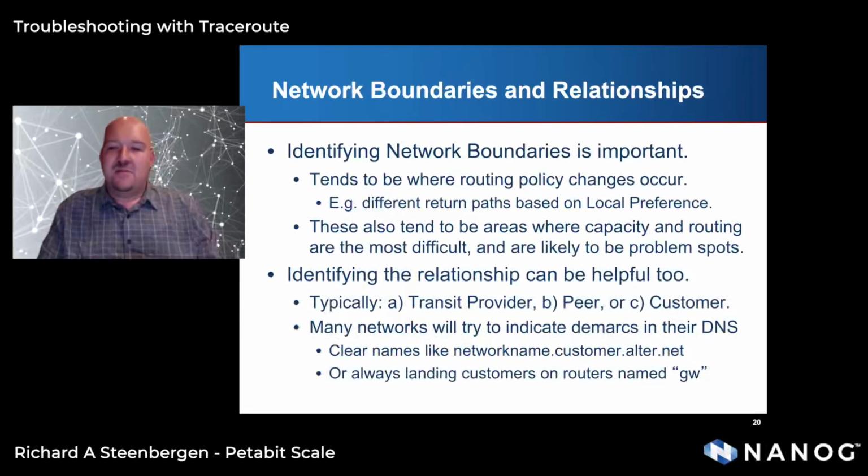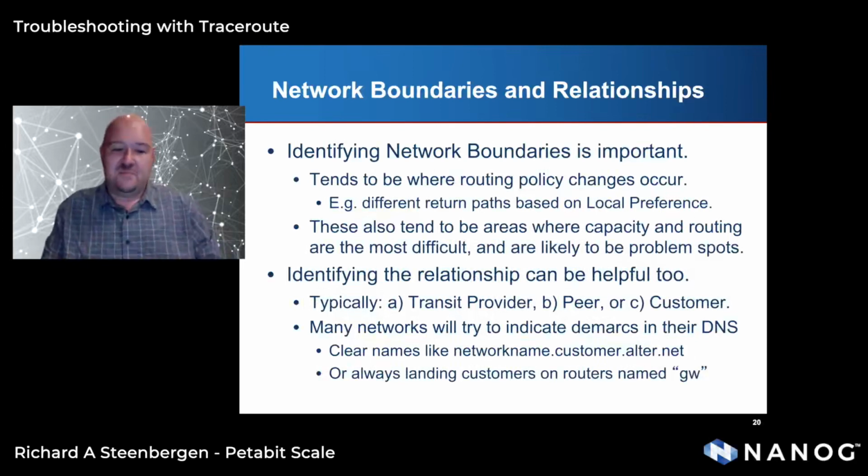So the network boundaries matter because this is where the routing policy changes tend to occur. So for example, a different return path based on local pref. You might local pref a peer above a transit provider, or you might local pref a customer above a peer. In fact, you pretty much are almost always guaranteed to do that. So these tend to be the places where the routing changes because of that, or because the capacity or the routing is the most difficult. So any kind of a network border between two peers, you might be seeing peering congestion or transit congestion, or even customer congestion.